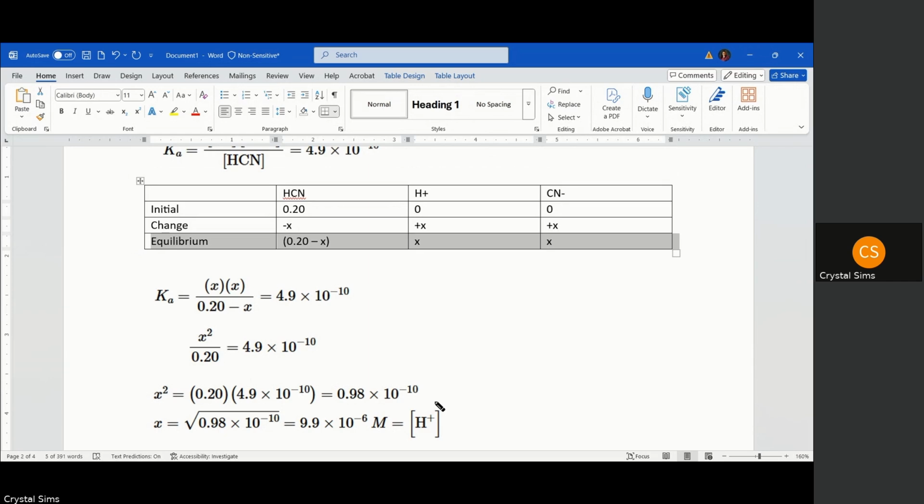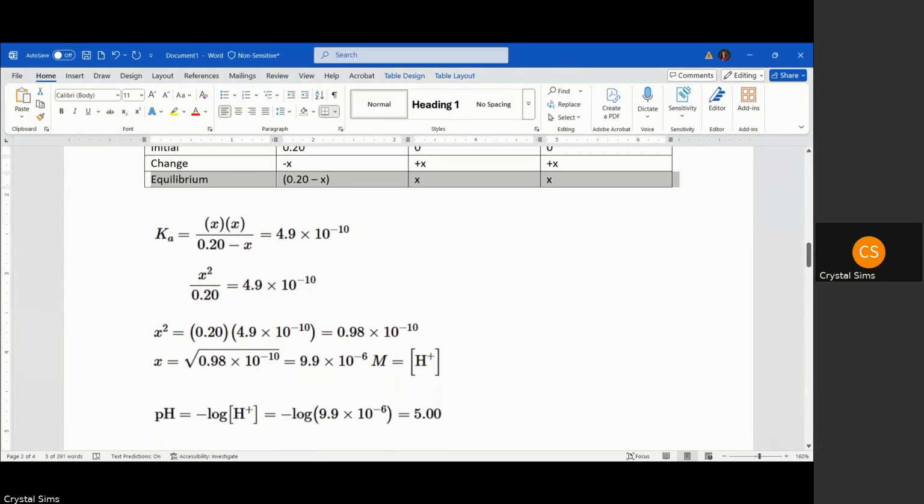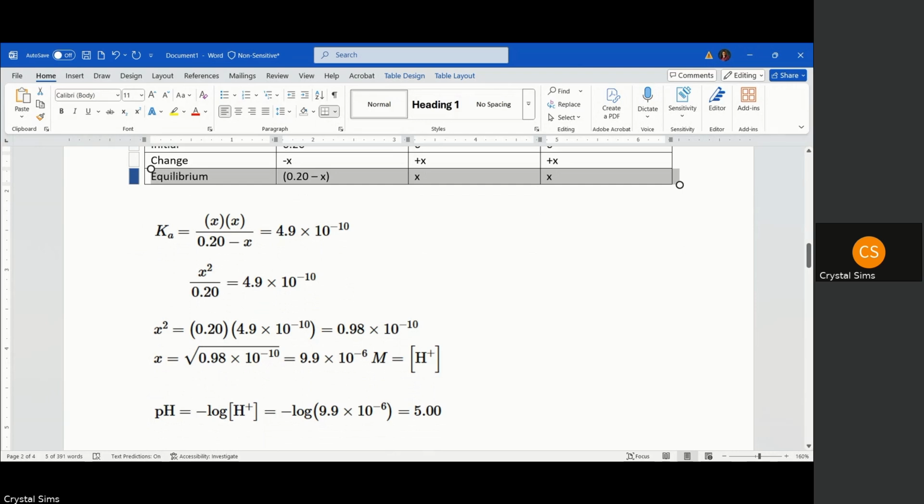Okay, I'm not done yet though. That is my hydrogen ion concentration, but we were asked to find pH. So then I plug that into my pH equation, negative log of the hydrogen ion concentration. And remember, I'm going to take that to 2 decimals. pH always goes to 2 decimals. And that gives me 5.00 for my pH.